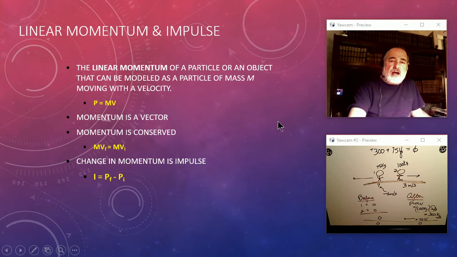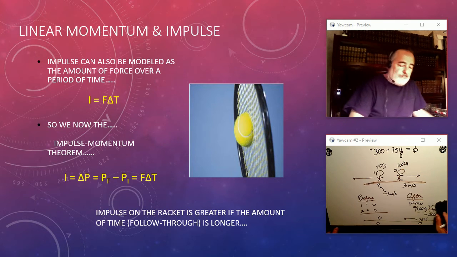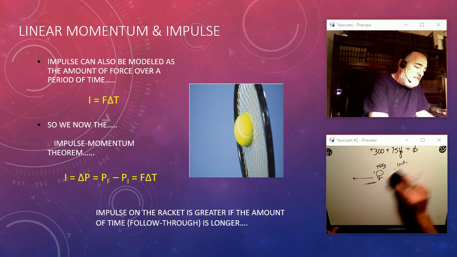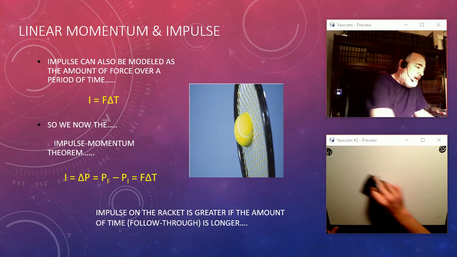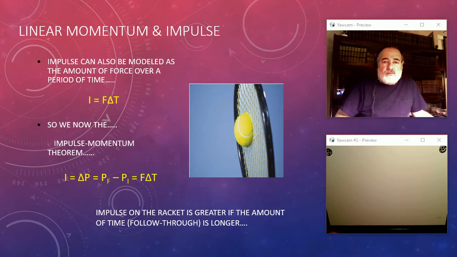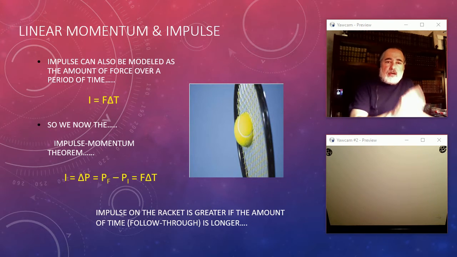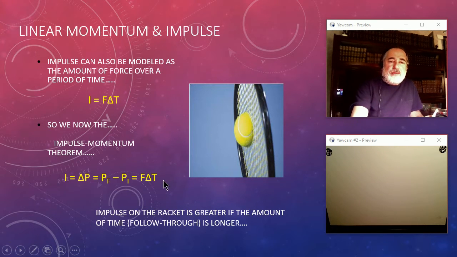Now, in terms of impulse, impulse is the change in momentum, and we see impulse. I mean, if you dropped an egg from a height of 10 meters onto the ground versus onto a pillow, you would see a difference, right? If I want a greater amount of force when I hit a tennis ball, I want to follow through so that there is a greater amount of time, adding more impulse.